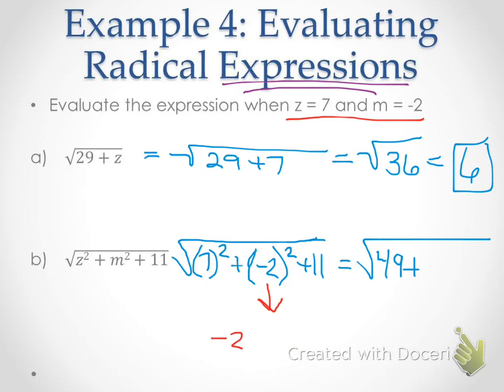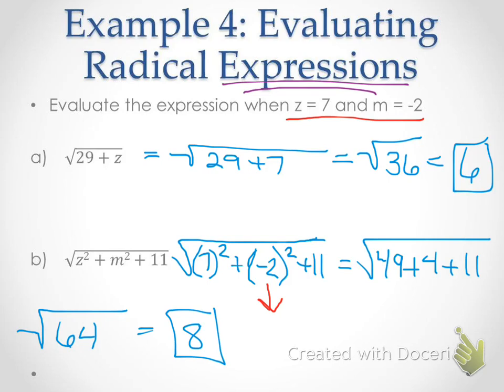Okay, so it's 49 plus 4 plus 11. And what's 49 plus 4 plus 11? 64. And the square root of 64 is? 8. All right. Now in your homework tonight, they all work out very beautifully, just like this, in whole numbers. So you're not even dealing with decimals or anything. So if you do come out to have a decimal, you know that you got the wrong answer somehow. Okay, so that can be a way that you can check your work.